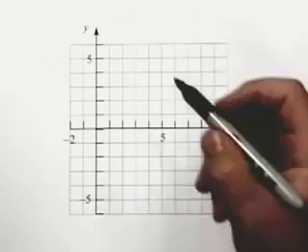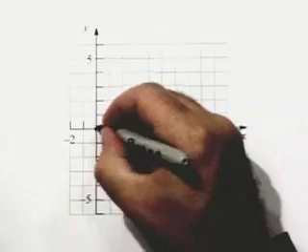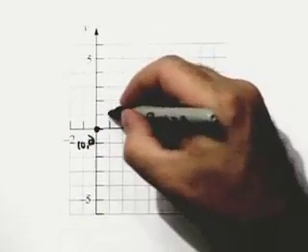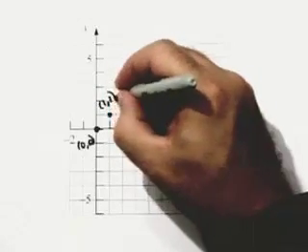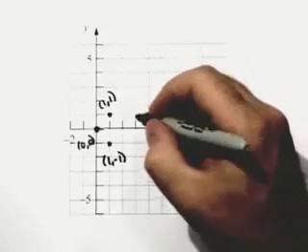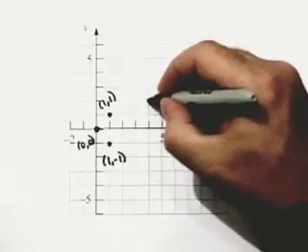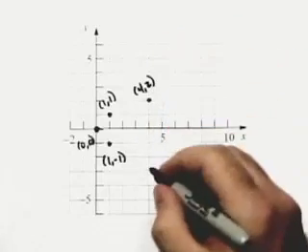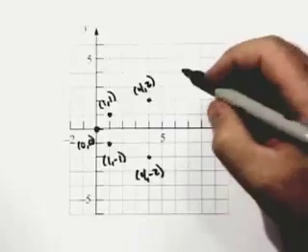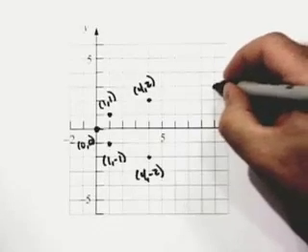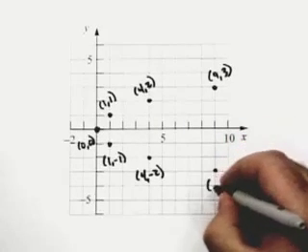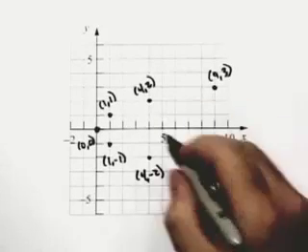We'll go to our grid. We're going to plot the intercept at 0, 0. We found the point 1 comma 1. And from symmetry, we found the point 1 comma negative 1. We also found the point 4 comma 2. And from symmetry, the point 4 comma negative 2. And lastly, we found the point 9 comma 3. And from symmetry, the point 9 comma negative 3. So we have these 7 points plotted.